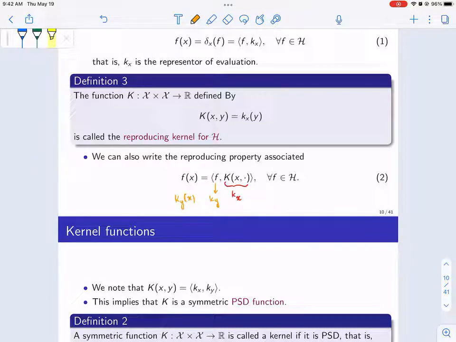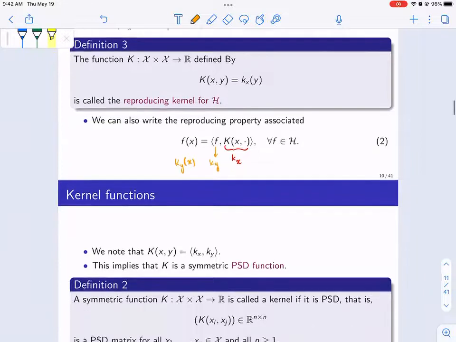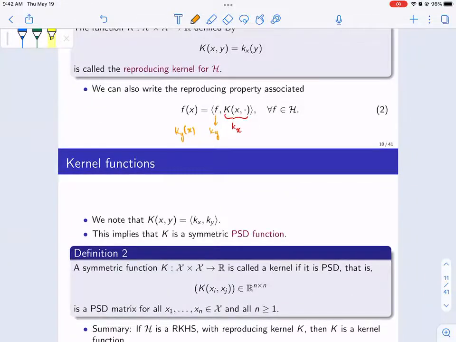And I can do it the other way around as well. I get k(x,y). So k(x,y) and k(y,x) are the same because the inner product is symmetric. And it follows that k(x,y) can be written as the inner product of k_x and k_y. So this gives a factorization representation of the kernel function. It shows that it's symmetric and also shows that it's positive semi-definite.